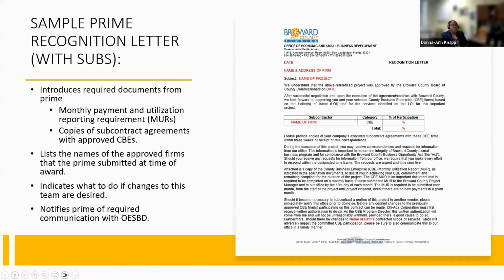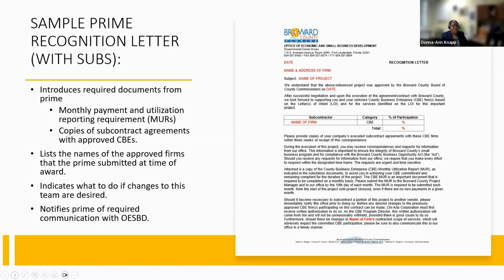On the screen before you is a sample recognition letter that's sent to a prime vendor. That's pretty much the same format and layout that you'll see in every instance that we send one. It tells you who we are. It acknowledges that your contract was awarded either by the Director of Purchasing or by the Broward County Board of County Commissioners. It's going to reflect the names of all the CBE firms that, as a part of your response package, you submitted just before award.